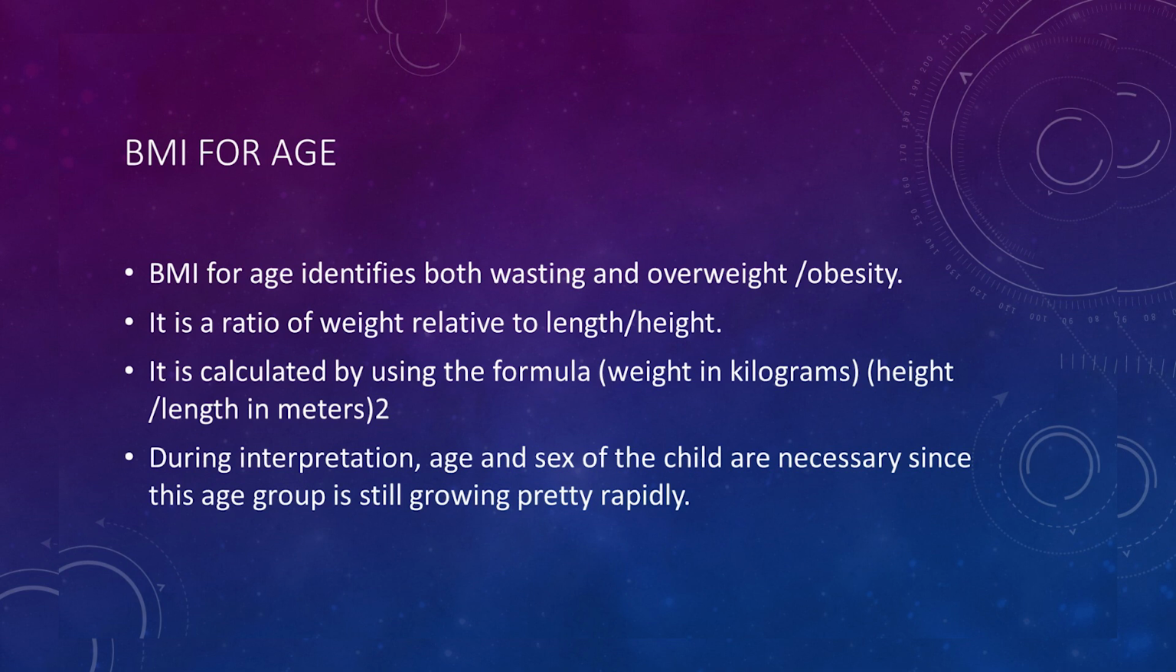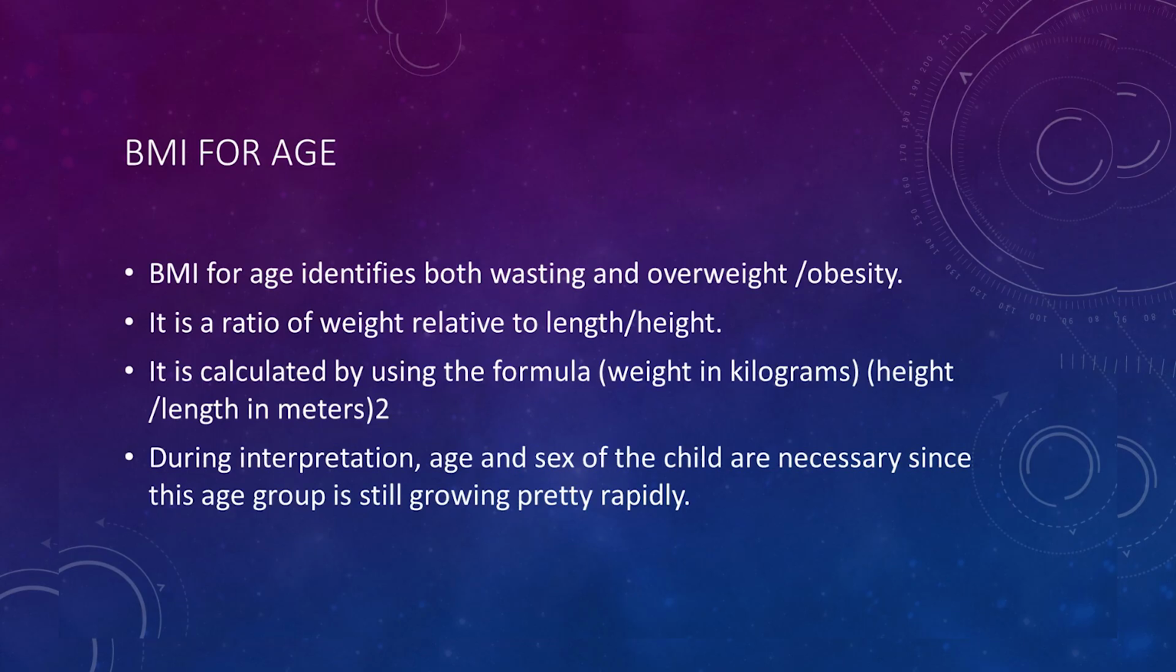Now, BMI for age. This is another measurement which is very useful in the diagnosis of wasting, overweight, obesity and underweight of the child. The BMI, that is body mass index for age, identifies both wasting and overweight. It is a ratio of weight relative to length or height. The body mass index is the ratio of the weight of the child or person to its height or length. It is calculated using the formula: weight in kilograms divided by height or length in meters squared.